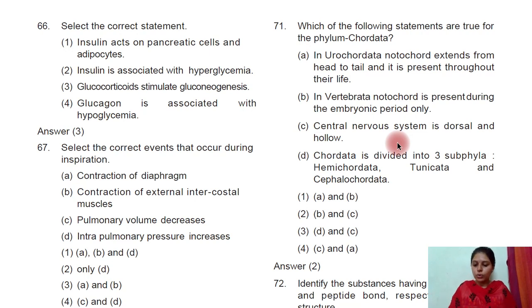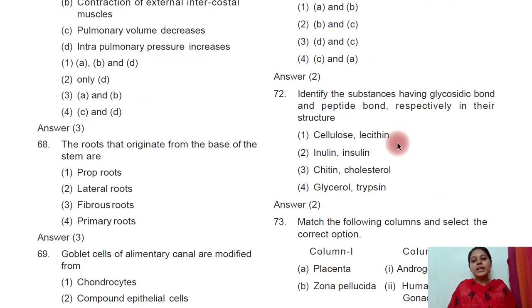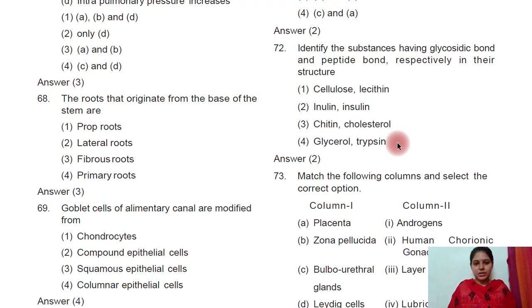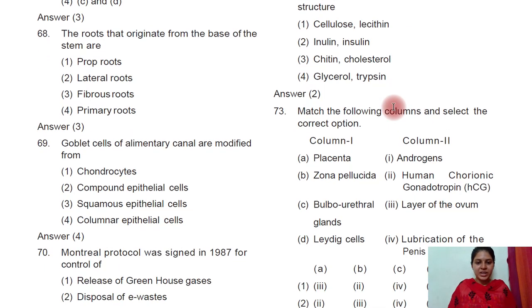Next question. Identify the substances having glycosidic bond and peptide bond respectively in their structure. So inulin, insulin. Only these two: one has a glycosidic bond and the other has a peptide bond. Look at the cellulose, lecithin, chitin, cholesterol. No way. Next question.